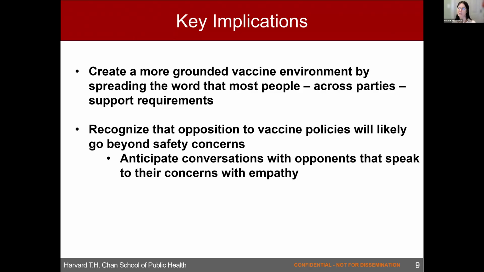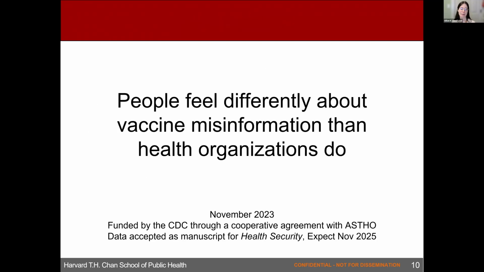And then thinking about ways that we can consider, and again, come with empathy, not with frustration, that people who oppose vaccine policies are not just talking about safety. And so our conversation, if you're working in a public health agency too, is thinking about not just safety concerns, but anticipating those more complex conversations around parental rights and keeping kids safe as a collective, and making shared community-based decisions. Okay, the next topic I'm going to talk about is misinformation.